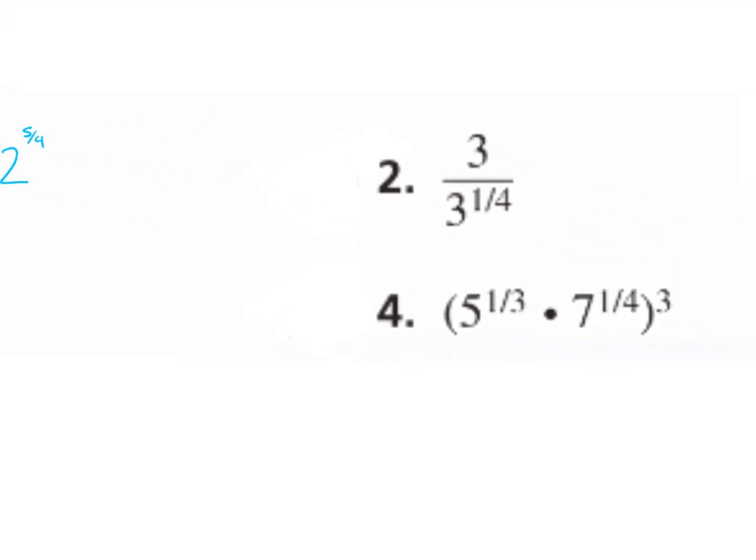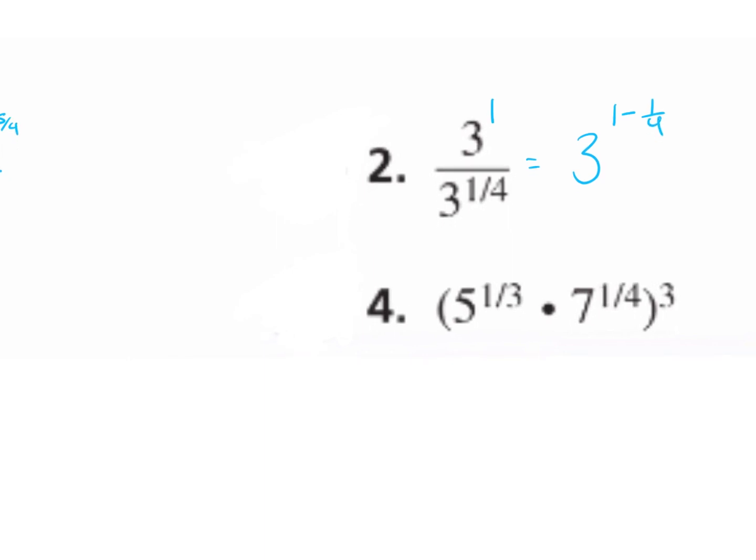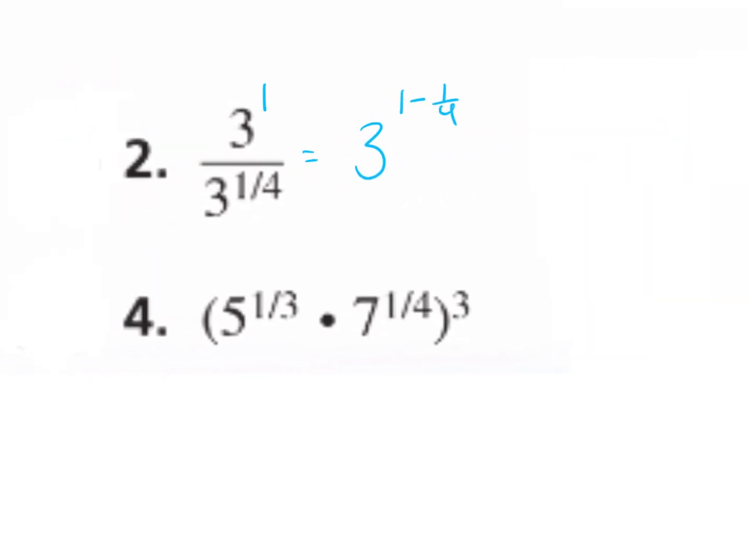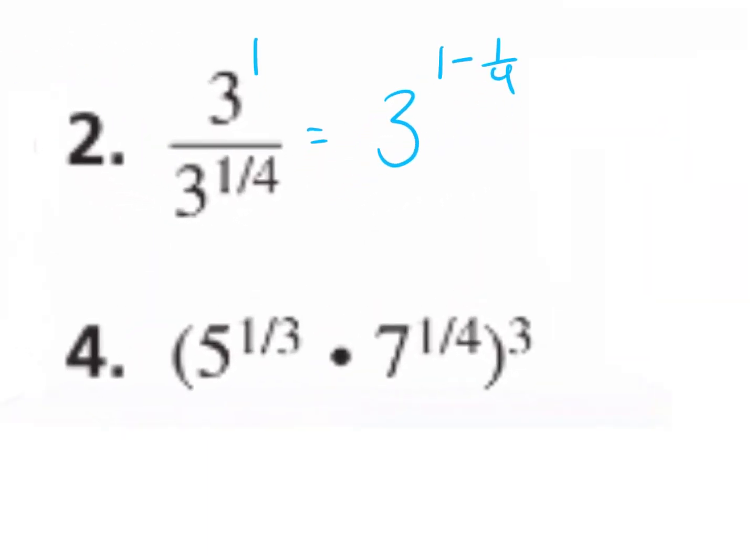All right, let's look at number 2. I'm dividing here. So I subtract the exponents. What's my exponent on the top? 1. So this would be 3 to the power of 1 minus 1/4. So what do I do to subtract here?